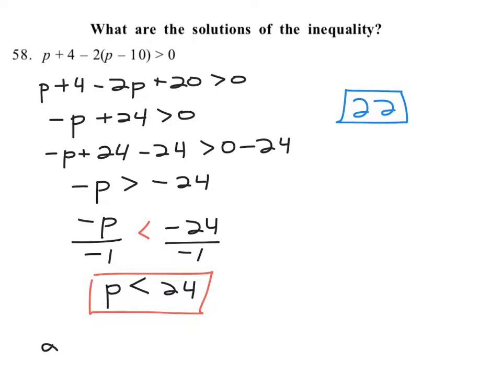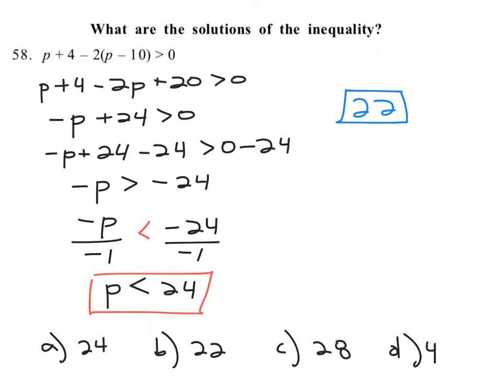And so if it gives you four choices, like A, 24, B, 22, C, 28, or D, 40, well, then only one of those answers is going to actually work. If you put 24 in, 24 is not less than 24, so it's not A. 22 does work, right? That's the one number that is less than 24. So that works. And the other two are also not less than 24.